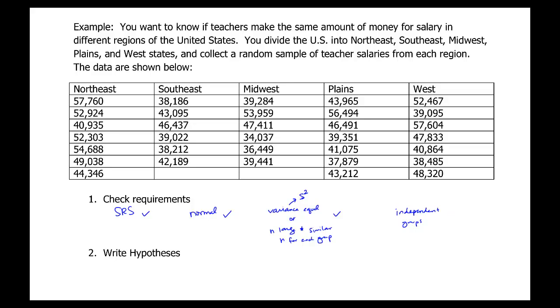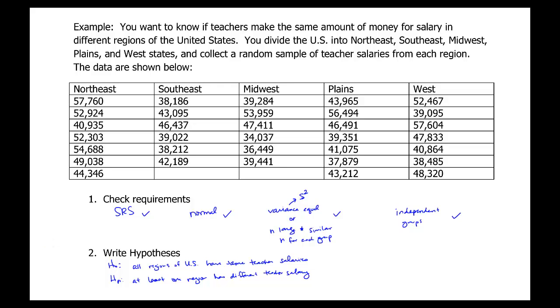So the teachers in one region of the United States shouldn't be paired with the teachers in any other group, and that is also true. Our hypotheses for an ANOVA: the null hypothesis is always that all the groups are equal. So we can say all regions of the United States have the same teacher salaries, and the alternative hypothesis is always that at least one group is different. So at least one group has a different teacher salary.